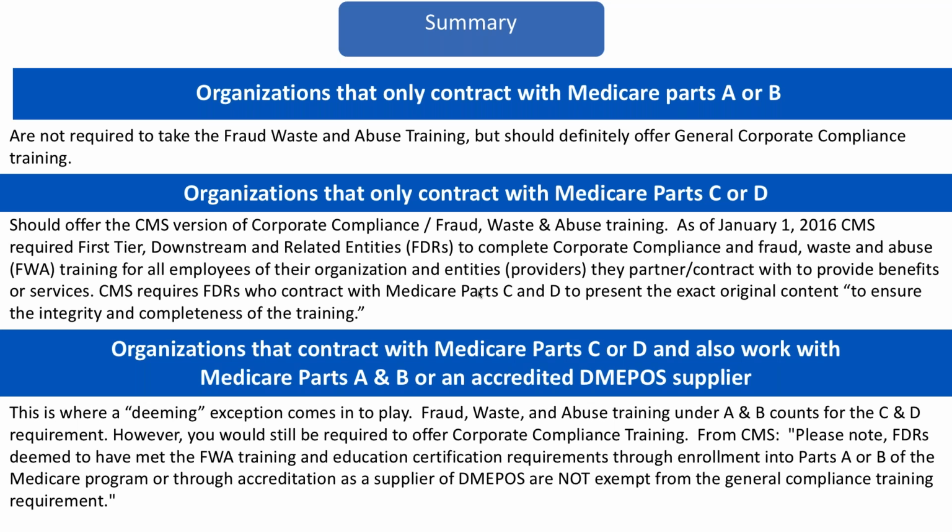Yeah, and so we're going to go ahead and talk about organizations that contract with Medicare Part C or D, and also work with Medicare Parts A and B or an accredited DME POS supplier one more time. Once again, this is where that deeming exception comes into play. That means fraud, waste, and abuse training under A and B would actually count for C and D. Remember, you'd still want to offer the corporate compliance training.